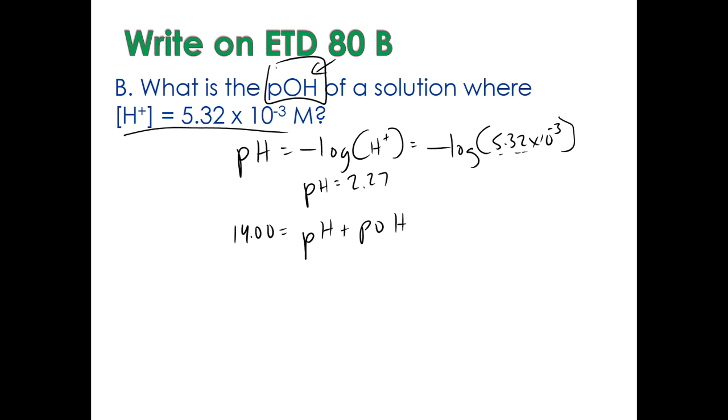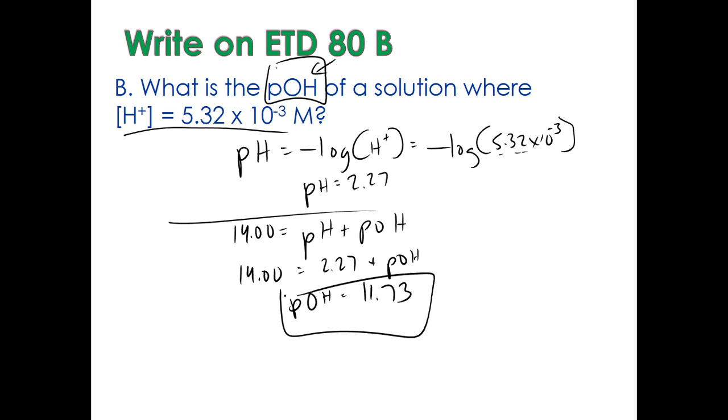Oh, so this is like easy math. I take my 14.00, pH I just plugged in, 2.27. I add that to the pOH, I subtract it from the other side, and I get a pOH of 11.73. Notice how it usually takes at least 2 steps to solve any one of these problems. Get used to that, right?